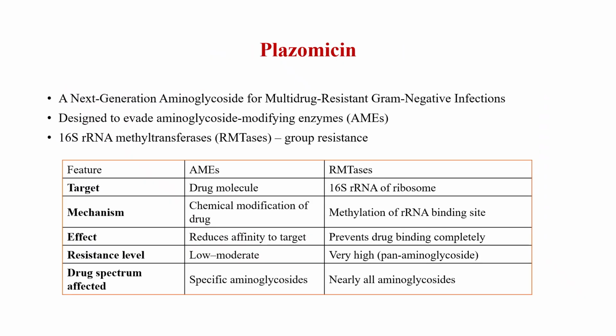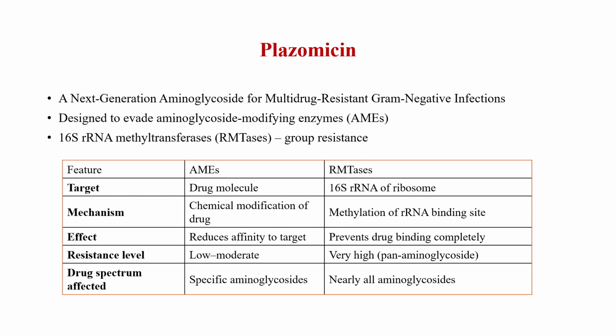What about this new molecule, plazomycin, a modified aminoglycoside, so that it cannot be broken down by aminoglycoside modifying enzymes. However, there are two different types of resistance to aminoglycosides. One is through AMEs, which modify the aminoglycoside themselves. Second is RMTases, ribosomal methyltransferases, which modify the aminoglycoside binding site on the ribosome. So plazomycin works well against AMEs, but if there is a mutation in 16S rRNA methyltransferase, plazomycin might not be effective.